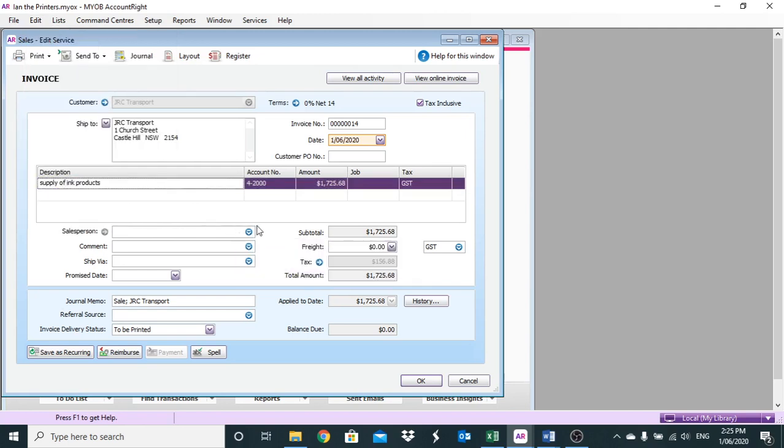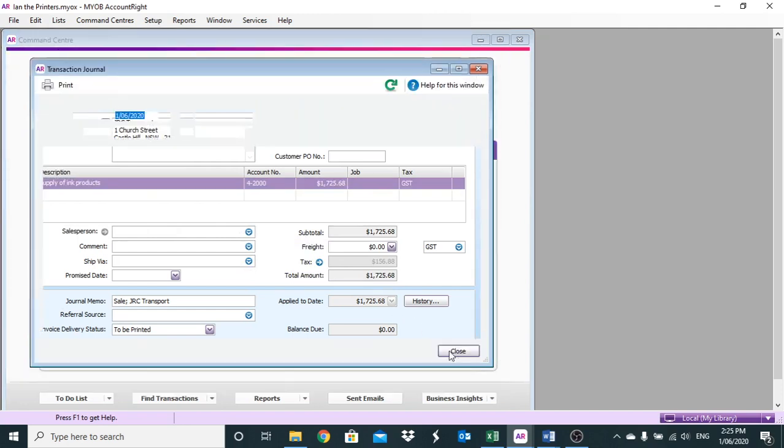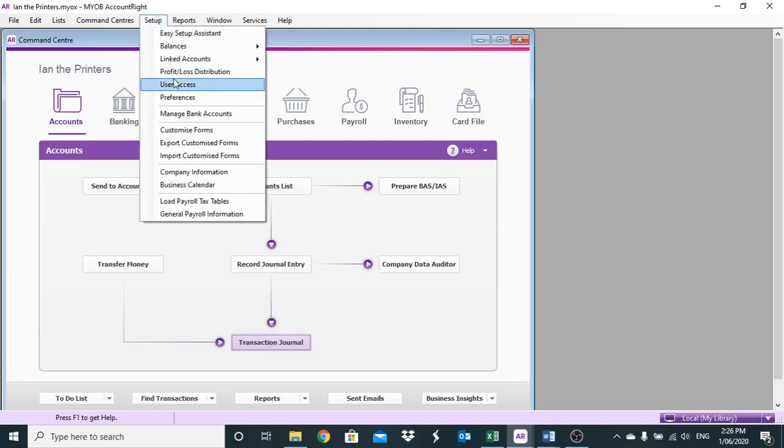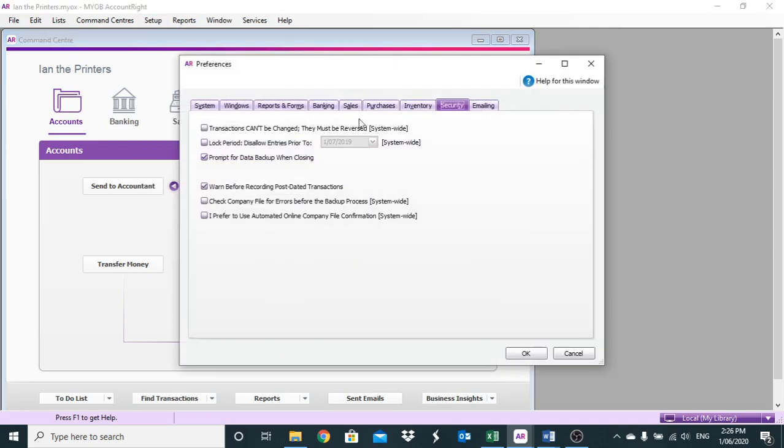If you're in a situation where you've got multiple users, you don't want to have that there just in case an invoice is incorrectly deleted. It becomes a big nightmare trying to find invoices that have been edited or deleted from earlier periods that have already been reconciled. So it's not always a wise thing to have that preference set the way it is. So what you want to do is go to Preferences, Security, and put a tick there. Transactions can't be changed; they must be reversed.